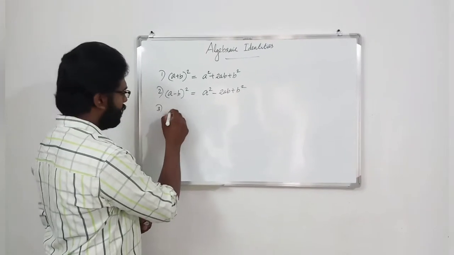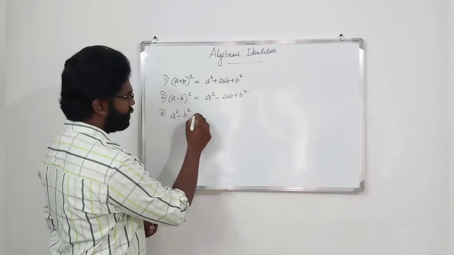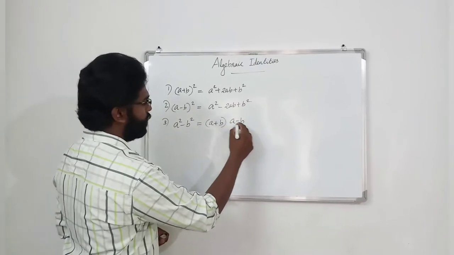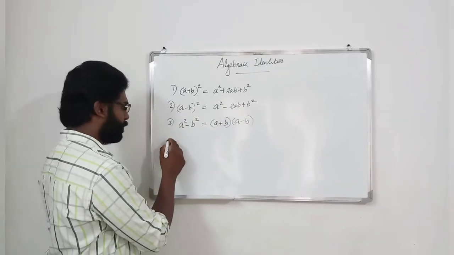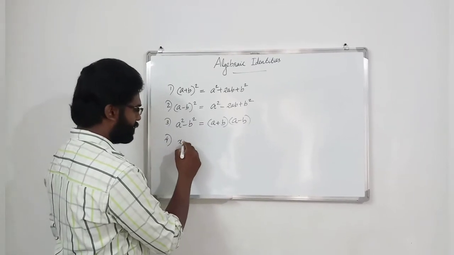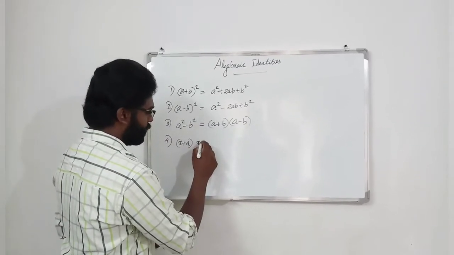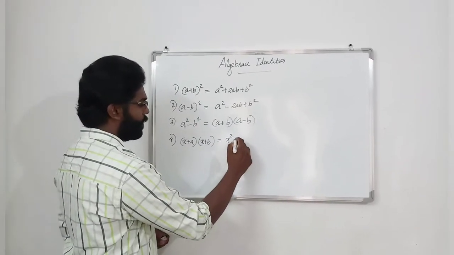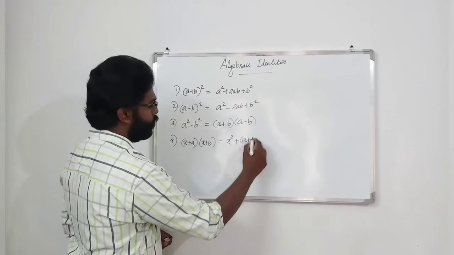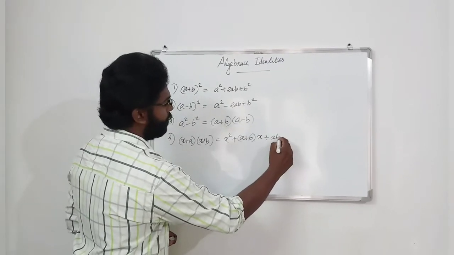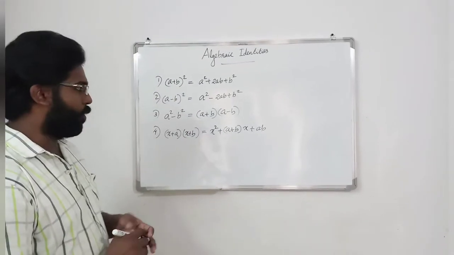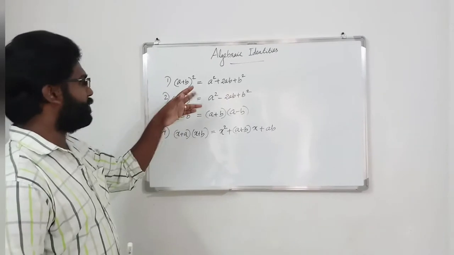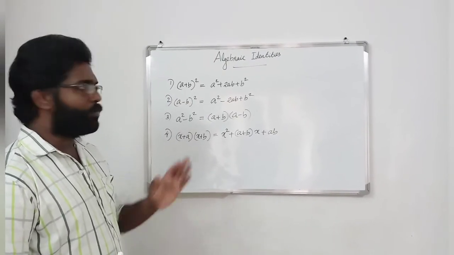Third one, a square minus b square, that is (a plus b) into (a minus b). And the last one, (x plus a) into (x plus b), whose expansion is x square plus (a plus b) into x plus ab. These four identities you already studied in the 8th standard. If you have any doubt, you just expand the things. You already studied the proof of these.